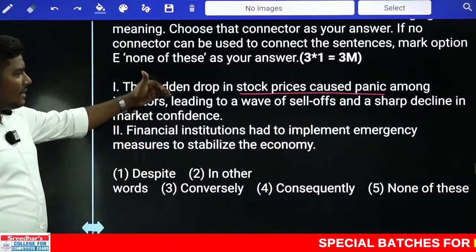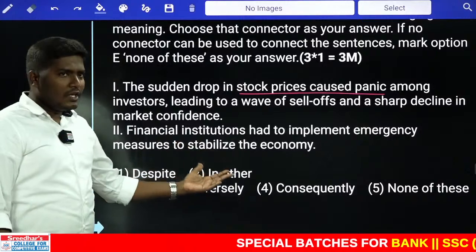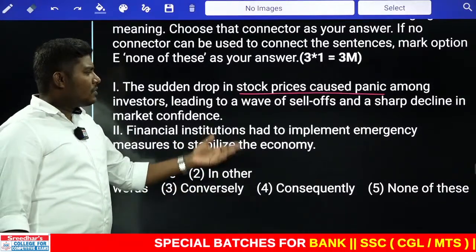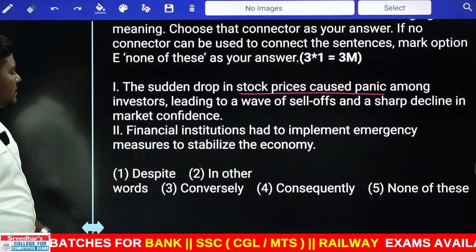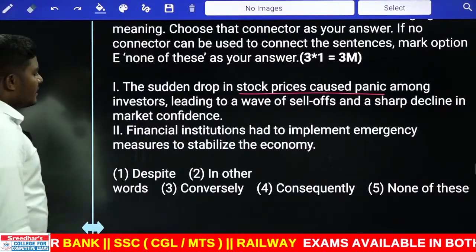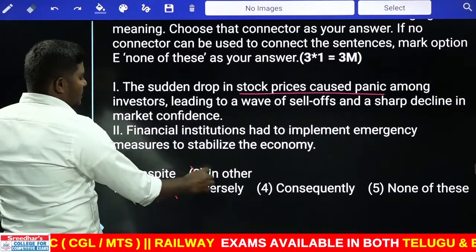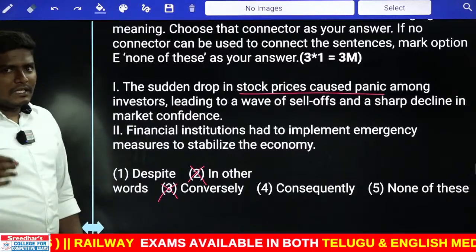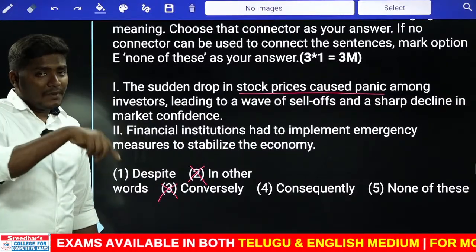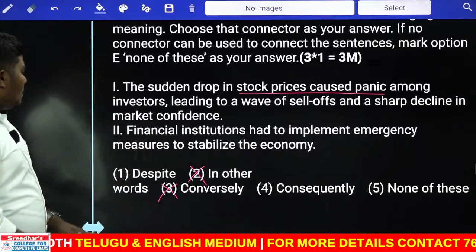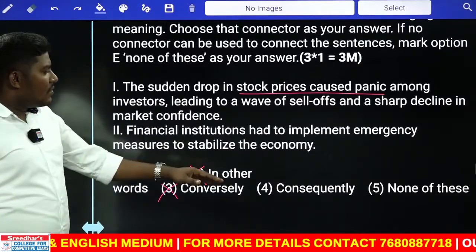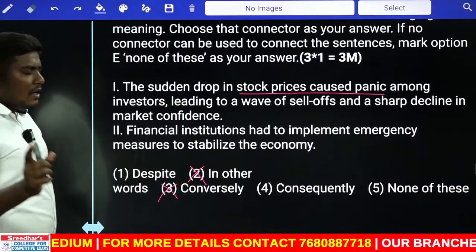So on one side the economy is going down, on the other side financial institutions like RBI and all, they want to stabilize the economy. Look at the first one: despite, in other words, conversely, consequently. See, conversely, in other words, they obviously give the same meaning. That means to illustrate. See, previously I had seen one word, right, to illustrate. So that goes as your answer. Now, one word is despite, another one is consequently. Now, let me tell you the difference.